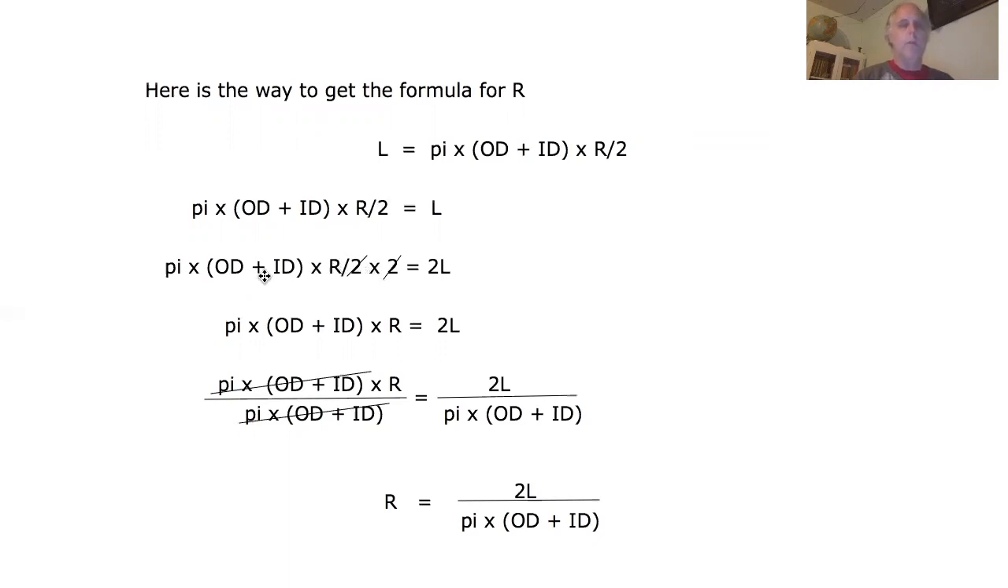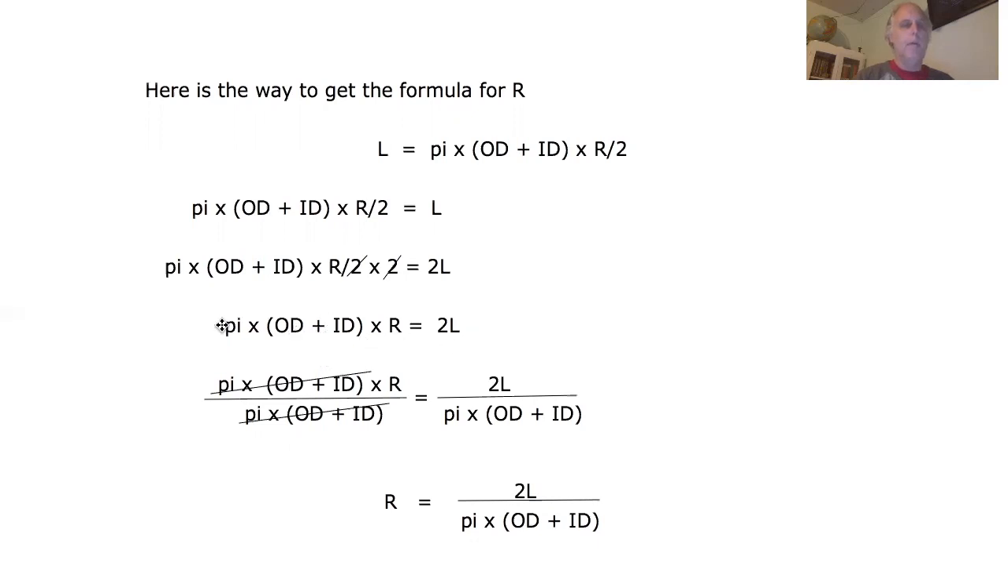And of course, whatever we do to the left-hand side of an equation, we also do to the right. So now we have 2L on the right. These 2's, as we hoped, cancel each other out. So dividing by 2 and multiplying by 2 cancel each other out. And in the next line, you see that a little bit simplified. Now it's pi times (OD plus ID) times R equals 2L.